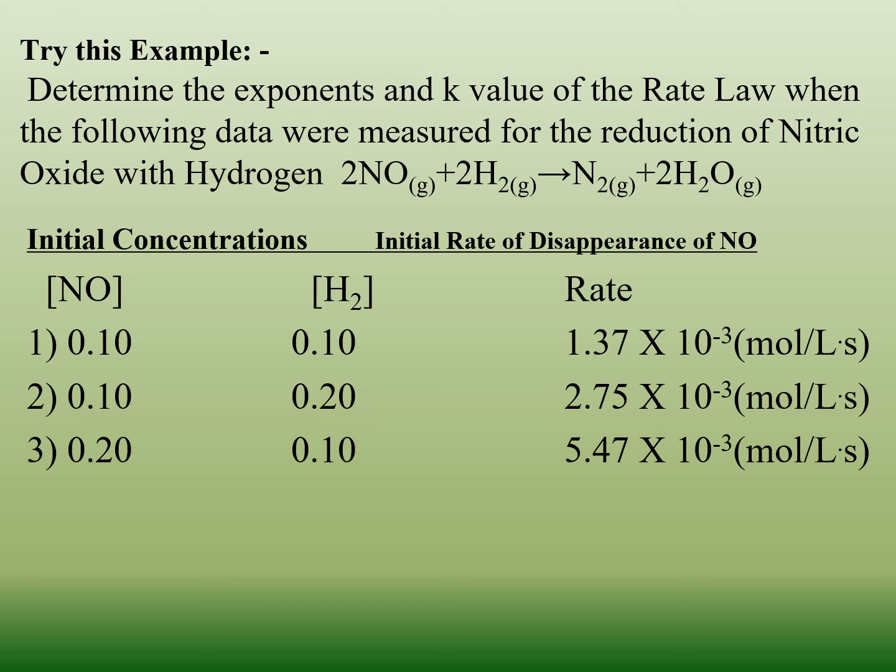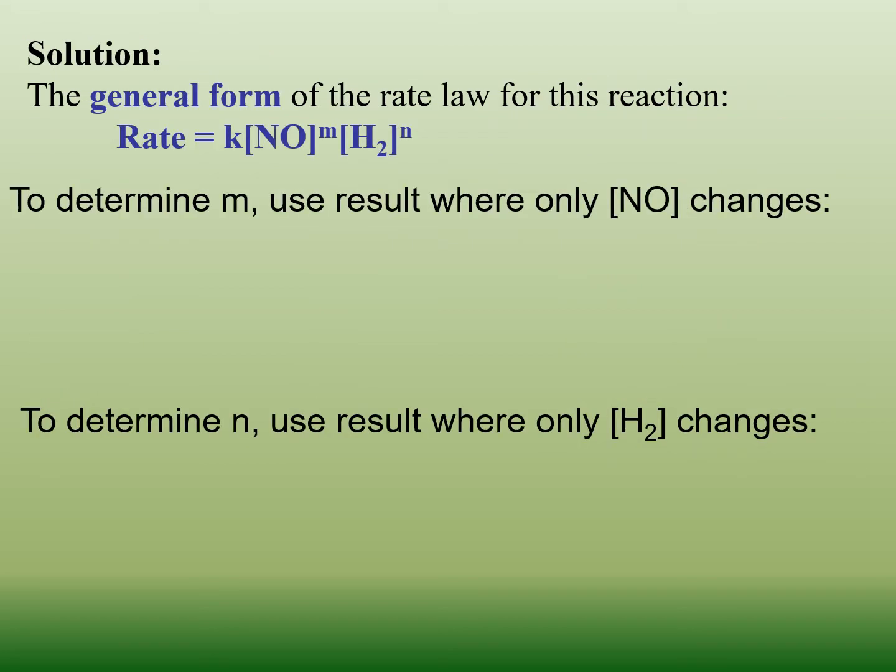Determine the exponents and K value of the rate law when the following data were measured for the reduction of nitric oxide with hydrogen according to the given equation. You are given the data for 3 experiments. Pause the video while you work through determining the values for M and N. When you're ready to check your results, start the video again.